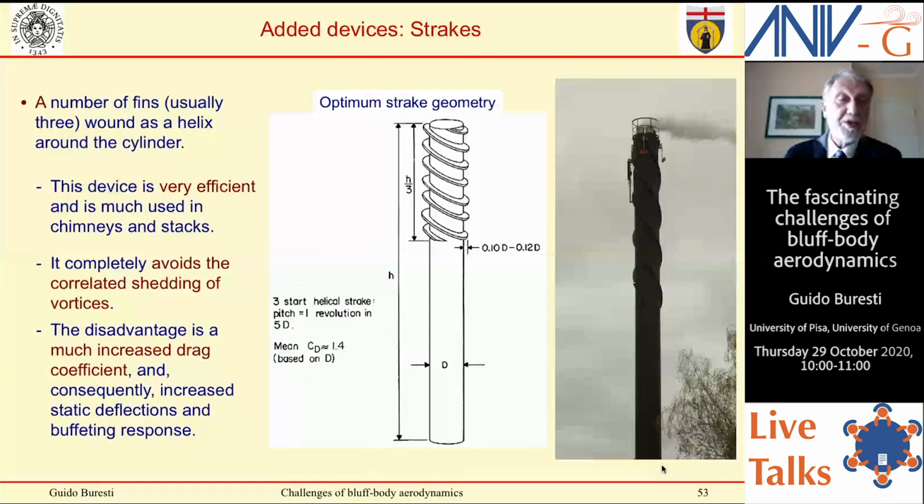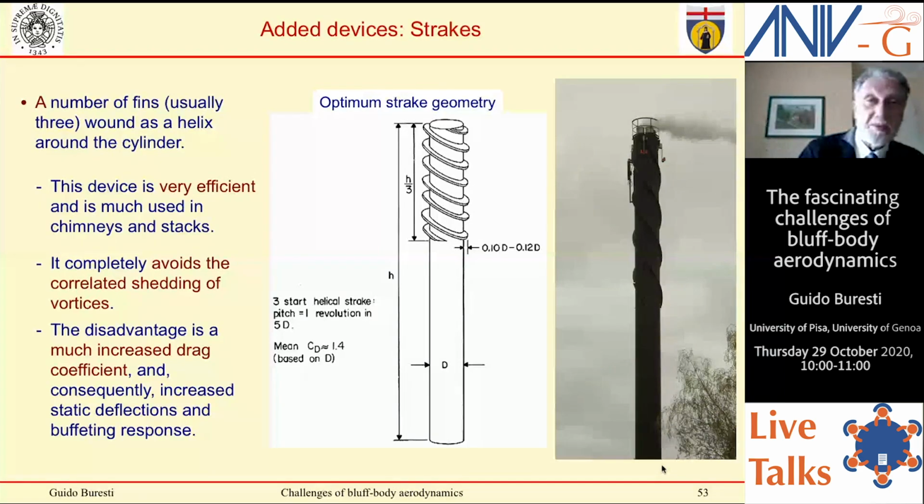And this is very efficient because obviously it completely avoids the correlation of the vortex shedding. And so you have no problem about vortex shedding response. Obviously, unfortunately, the drag increases a lot. It practically doubles. So you also have increased static deflection, which is not a problem, but also increased buffeting response. Now, that's all. I mean, we go to our skyscrapers.